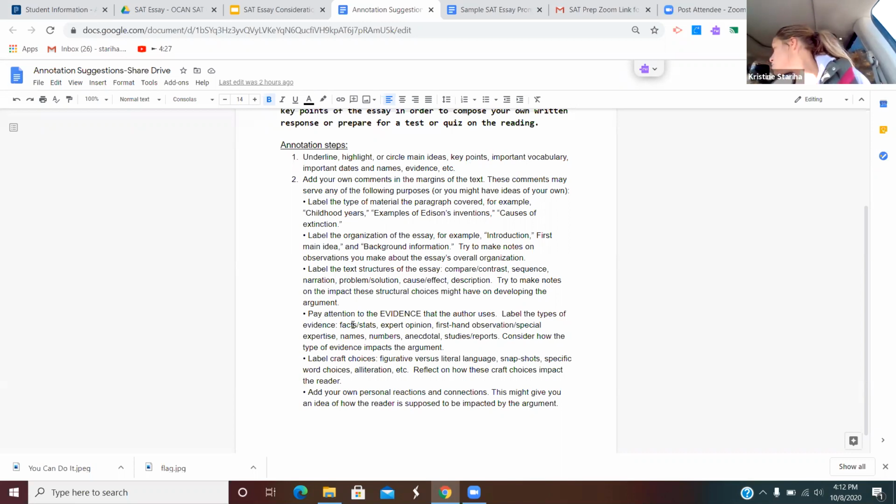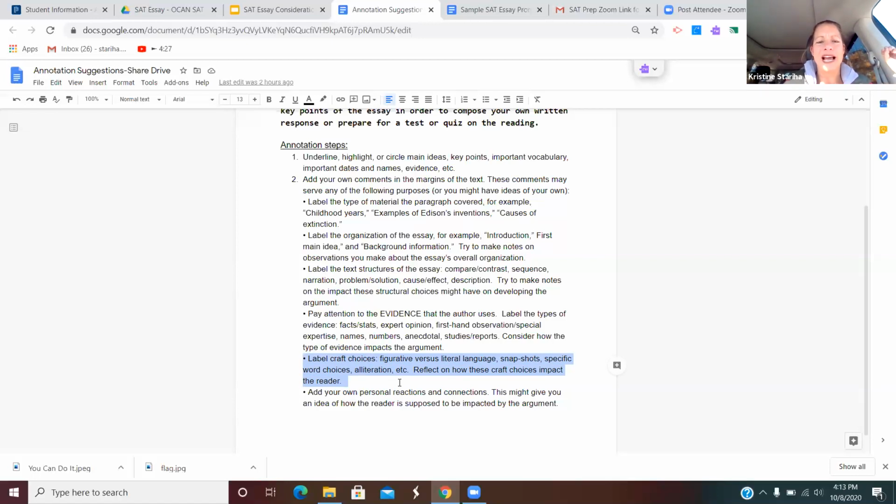Particularly, SAT likes to talk about evidence. What sort of evidence does the author use to make their arguments? So really pay close attention to that. SAT also likes you to look at text structures, like compare and contrast, sequence, cause and effect, narration even. Some of these argument pieces will actually use narrative techniques, like telling a story, okay? SAT also likes you to look at any craft choices the author might use that you notice, snapshots, figurative versus literal language like similes, metaphors.